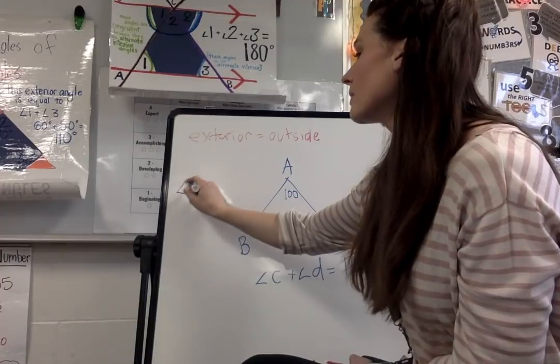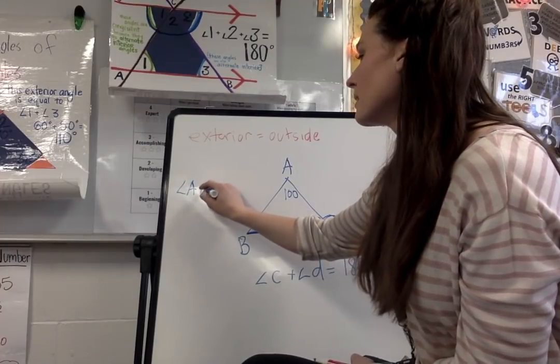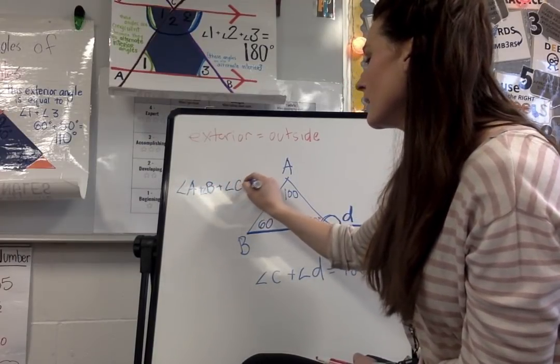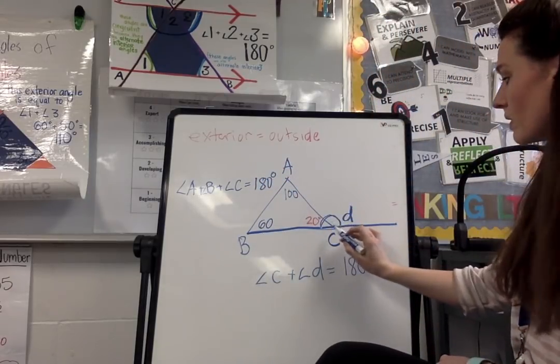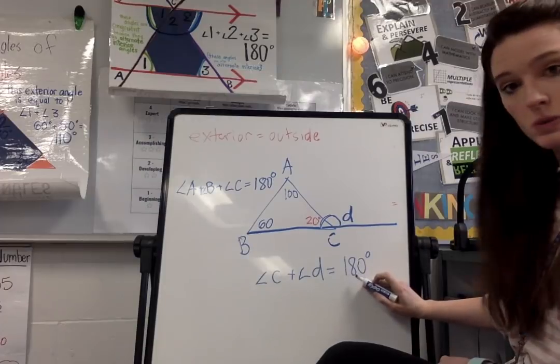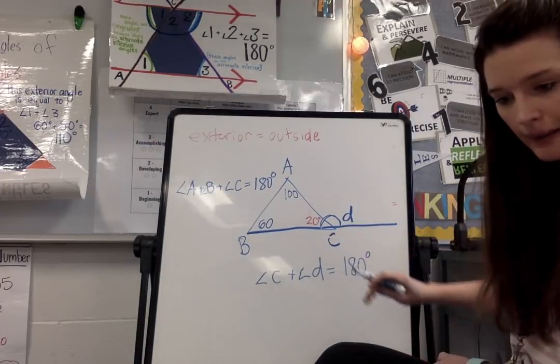So we know that angle A plus B plus C equals 180. Why? Because they're a triangle. We also know that C plus D equals 180. Why? Because it's a straight line.